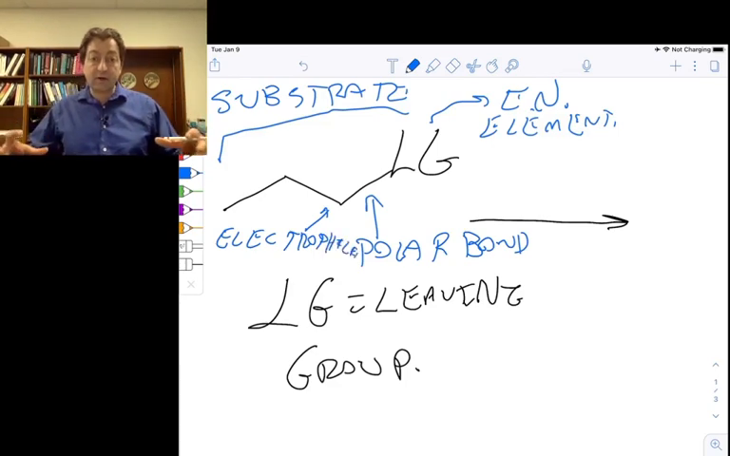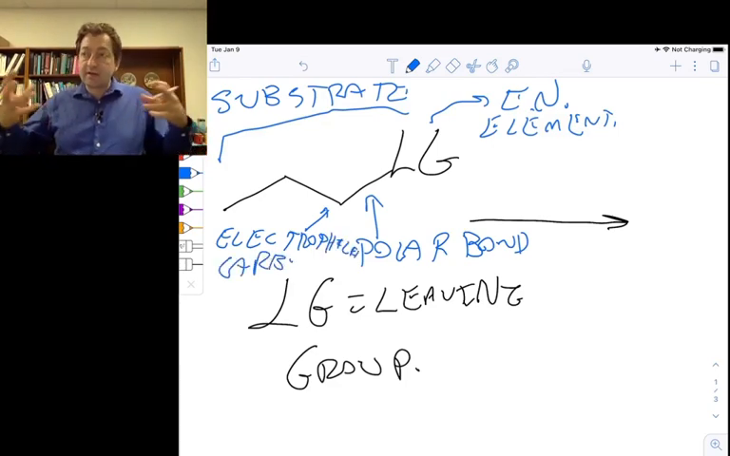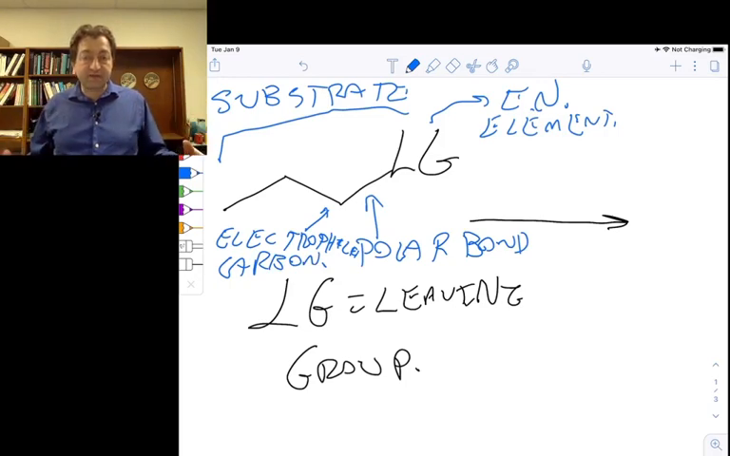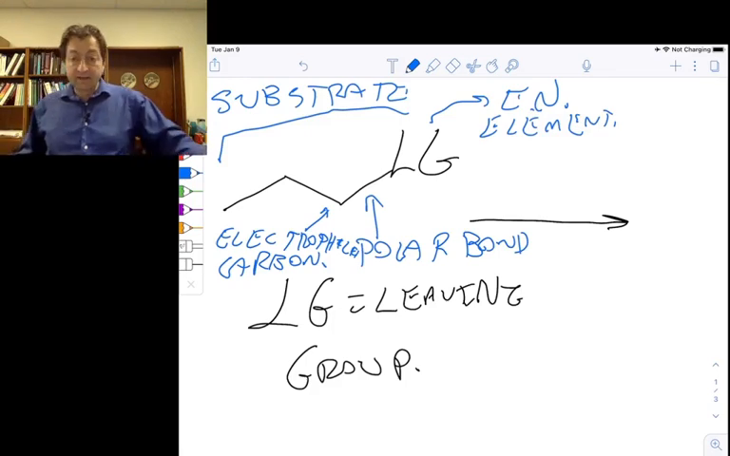An electrophilic carbon is a carbon atom that's got a fair amount of positive character in it. That polar bond, polarized towards the leaving group, is pulling the electron density away from that carbon atom, making it ripe for doing some kind of chemistry, and in this case we'll see it's a substitution.